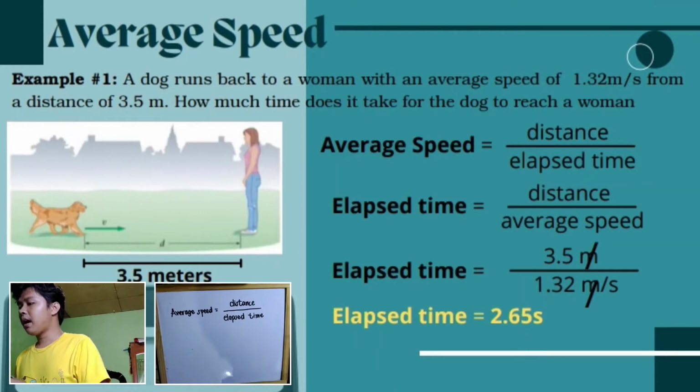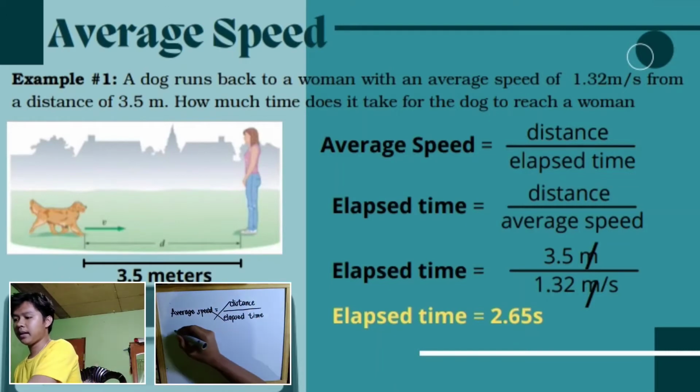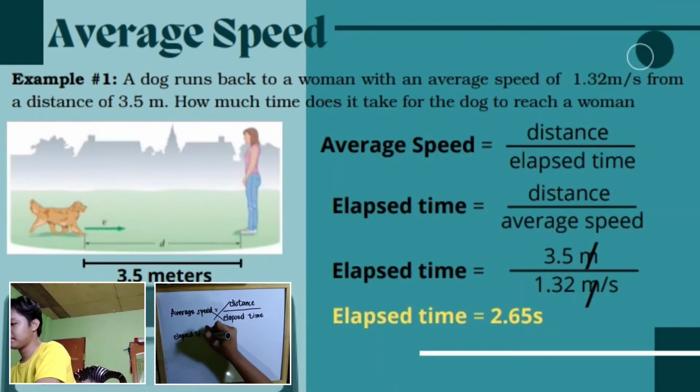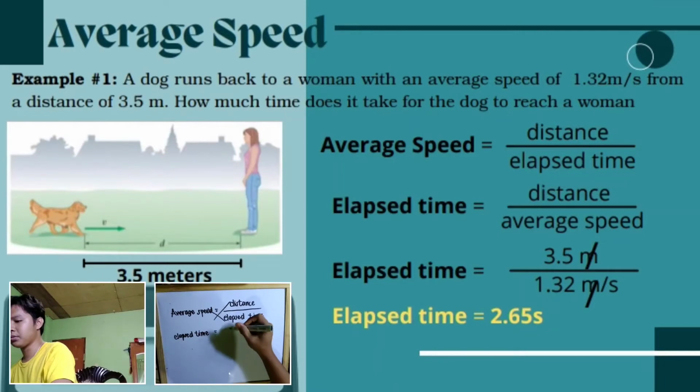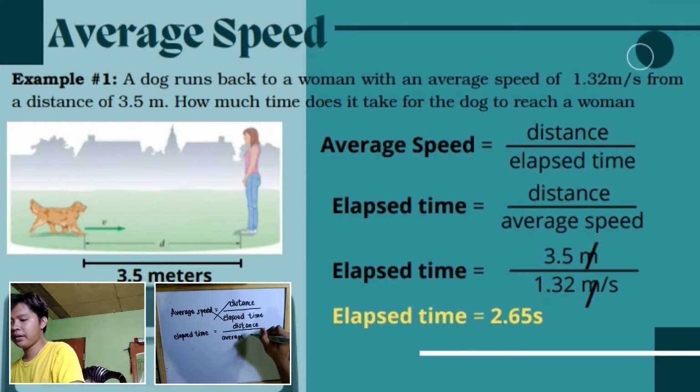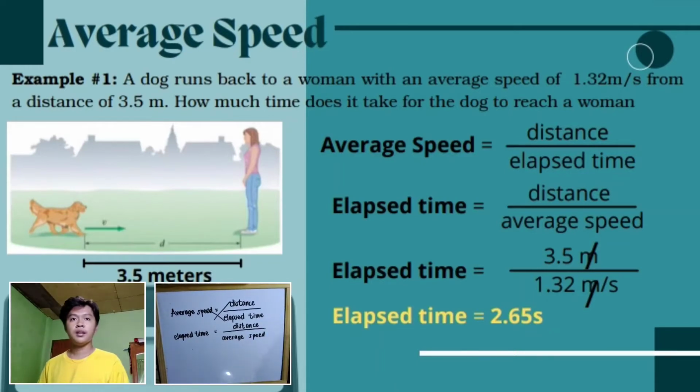So, average speed equals distance over elapsed time. We need to cross multiply it, and elapsed time is equal to distance over average speed.